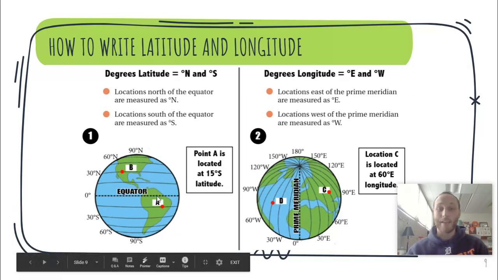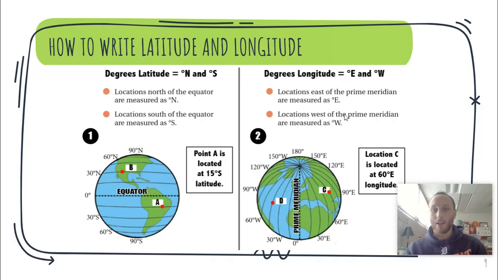They said 15 because they know that halfway between 0 and 30, because these are all equal from each other, this is going to be 15 because it's exactly halfway. So sometimes you have to do a little bit of math and figure out what the halfway point is between two lines.